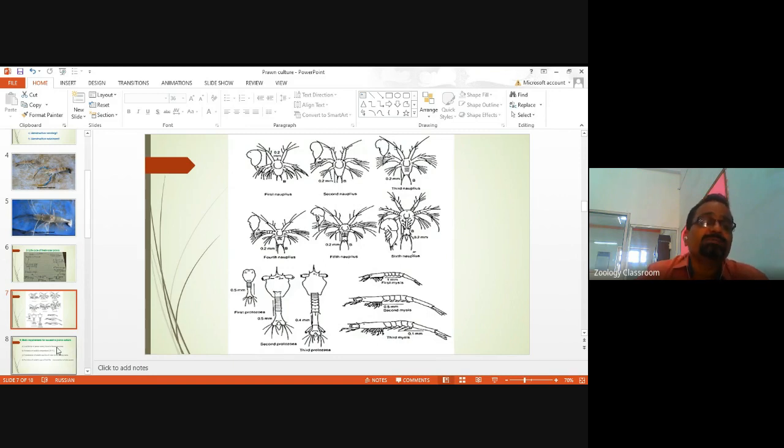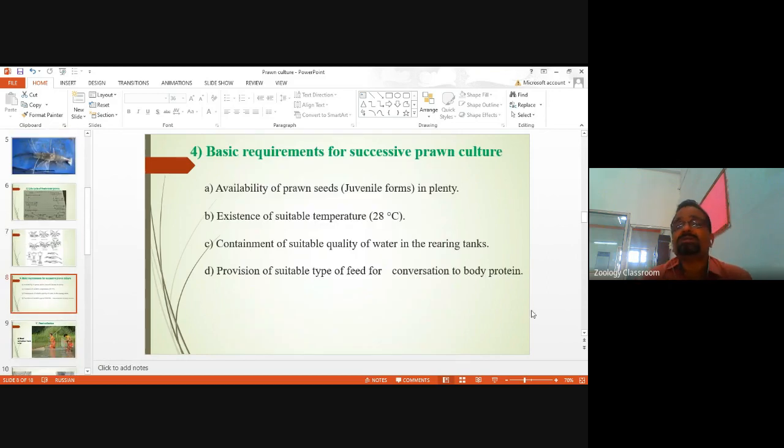Okay, the next point that we are going to study is the basic requirements for successful prawn culture. Very first, an ample amount of seed should be available. Unless proper amount of seed is available, you can't go for freshwater prawn culture. Then, existence of suitable temperature: a minimum of 28 degrees centigrade is required for proper or optimum growth of these prawns in freshwater.